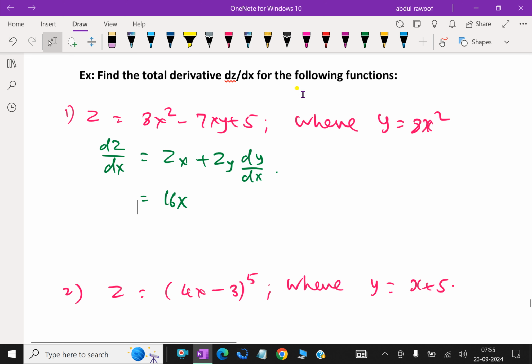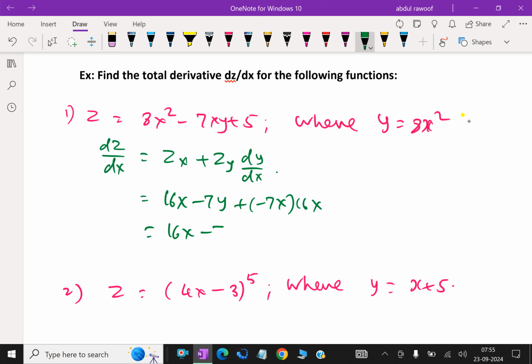with respect to x, the differential of 7xy is minus 7y, y is 0 here, plus zy. Zy is, here it's 0, here minus 7x. Minus 7x into dy by dx. With respect to y here, normal differentiation is 16x, which is equal to 16x minus 7y minus 16.